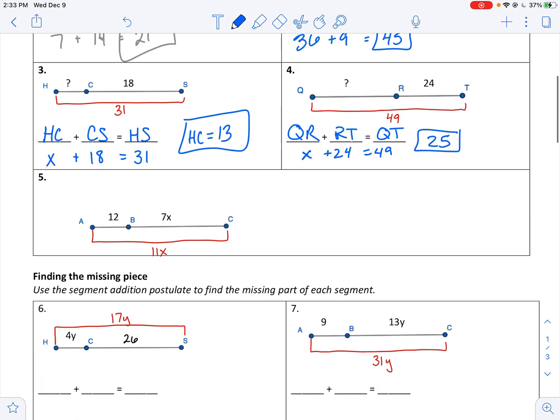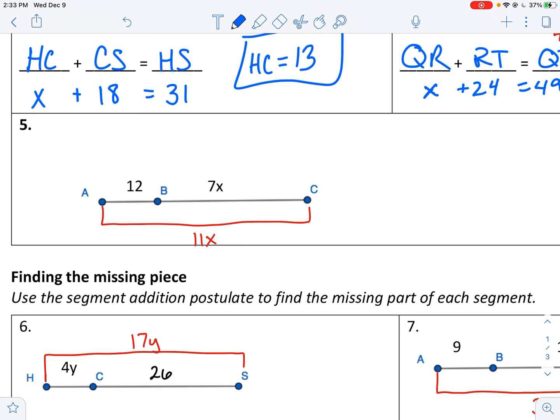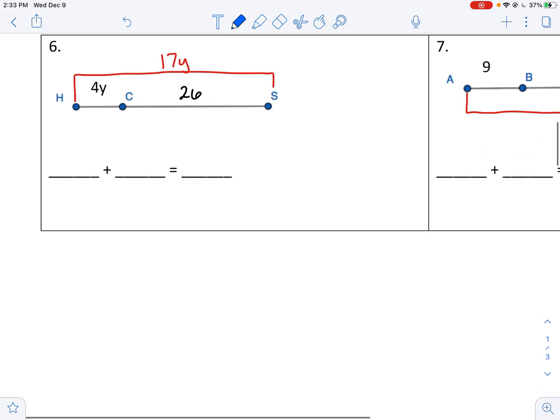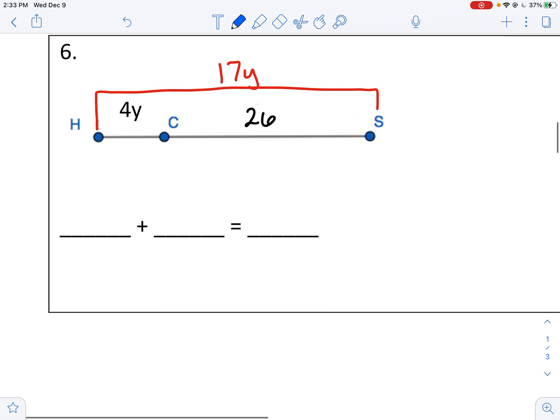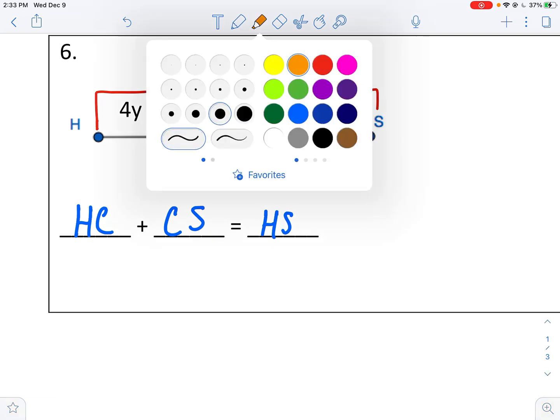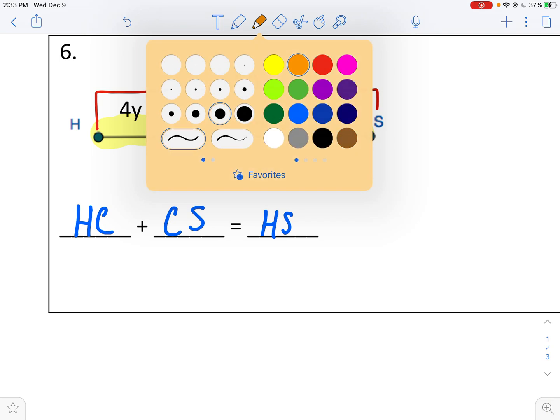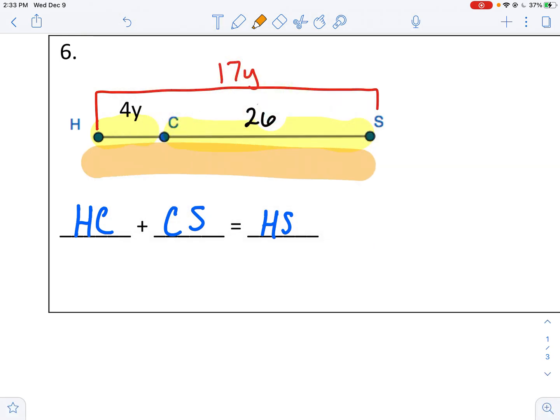Okay, now we get into slightly more difficult territory here, where I can give you two separate types of problems. I could give you two variable terms and a constant, or I could give you two constants and a variable term. But let's take our same approach, the segment addition postulate, part plus part equals whole. So HC plus CS, if I add those two up, I get HS.